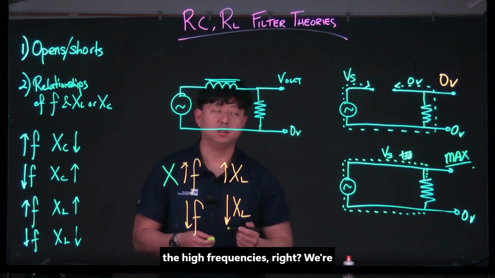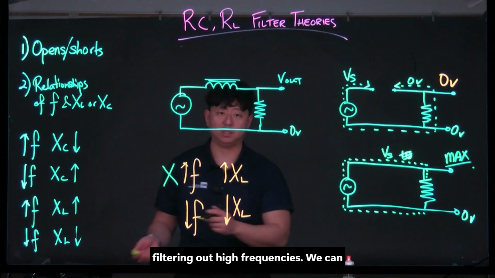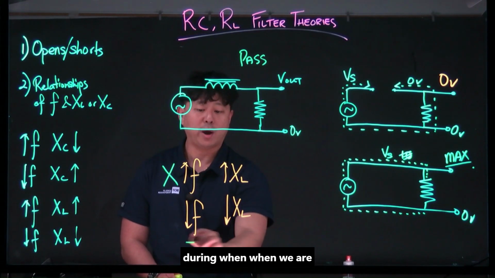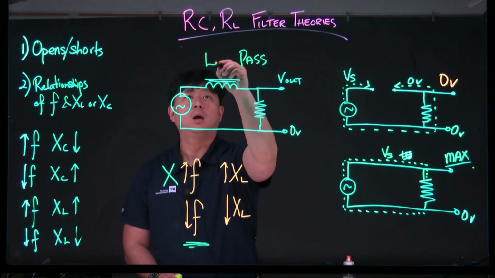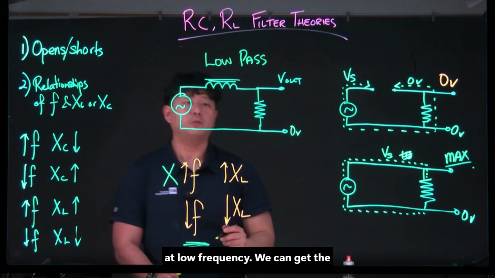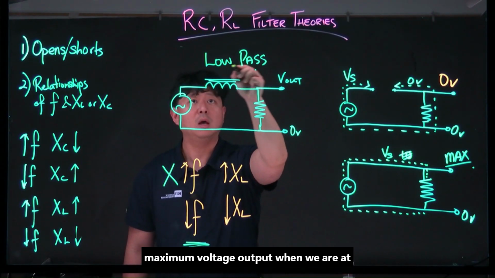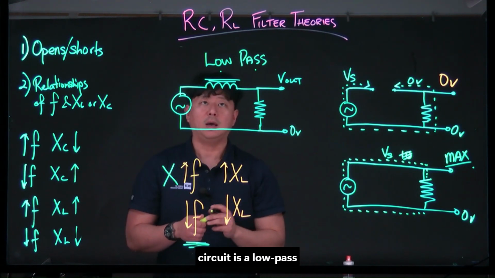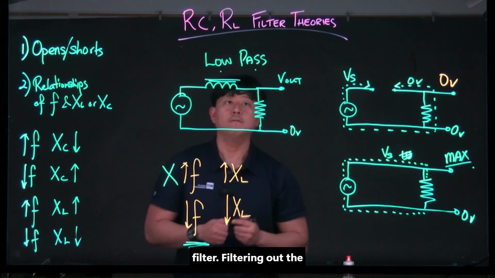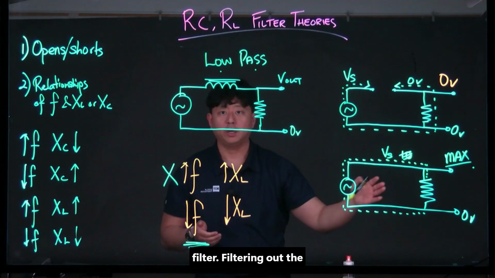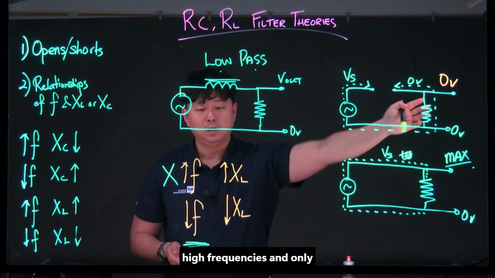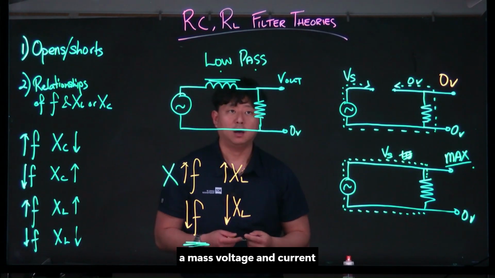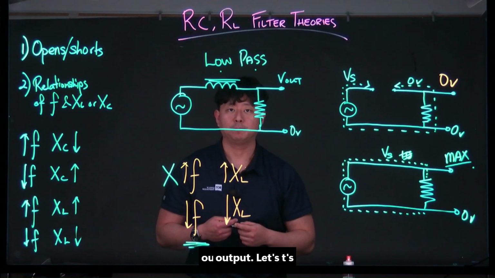the high frequencies, right? We're filtering out high frequencies. We can get the maximum voltage output when we are at low frequency. So this circuit is a low pass filter, okay? Filtering out the high frequencies and only allowing the low frequency to achieve a max voltage and current output, okay?